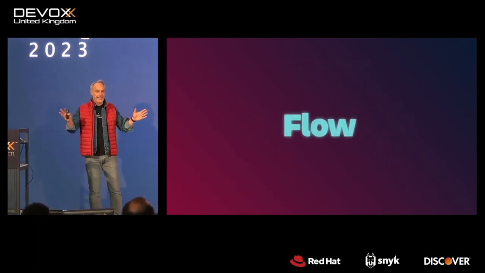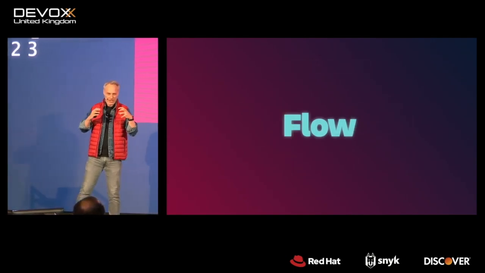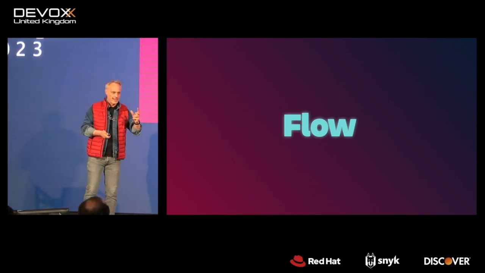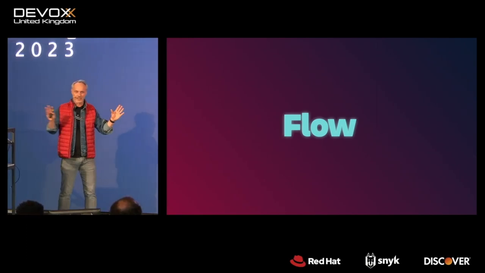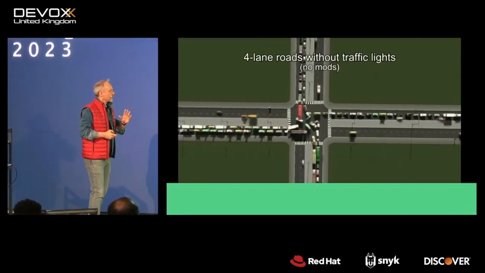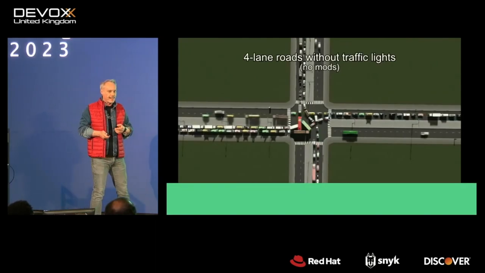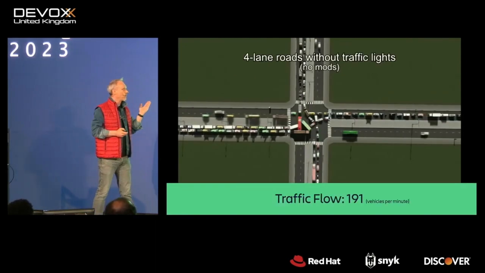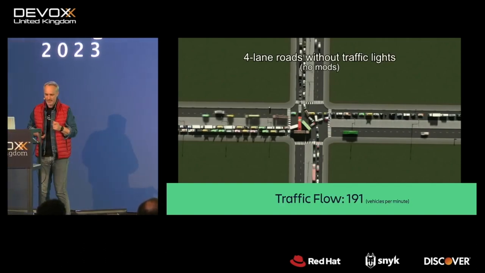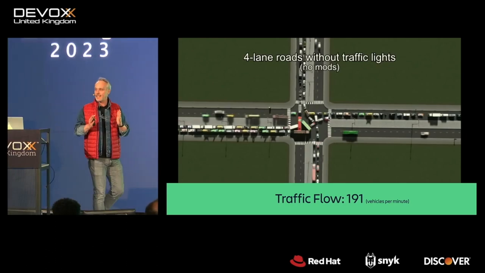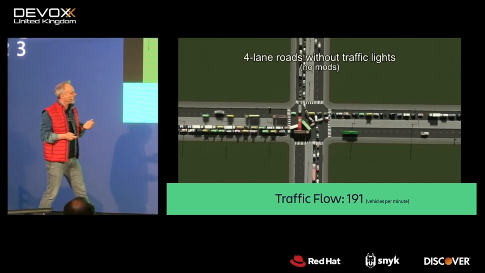So as I said, I'm obsessed with flow. I want to show you some traffic junctions and compare that with work. Let's have a traffic junction where there's total chaos. No rules at all. Cars can just move wherever there's space, right? And in this simulation, the traffic flow is 191 vehicles per minute. So let's add some rules. Let's add some processes to this, right? This is not going to work.